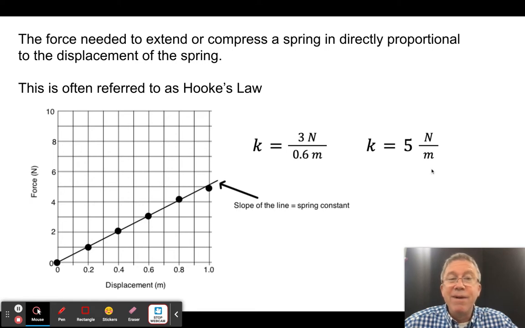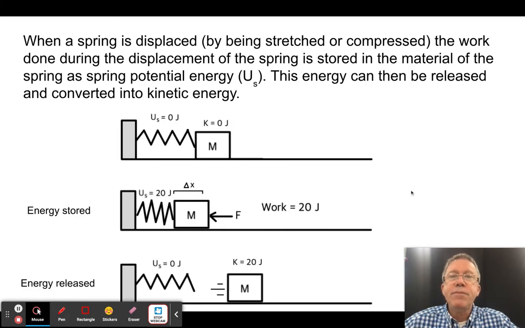And as I said before, 5 is a ridiculously small value. Usually we're talking in the hundreds or thousands, or certainly the tens. But anyway, that's how we would find it.